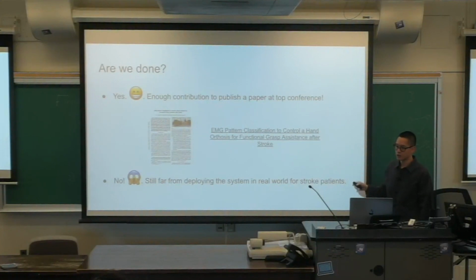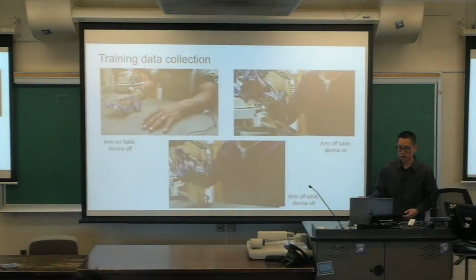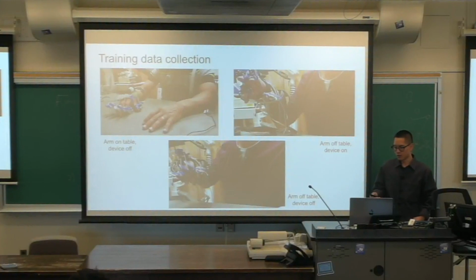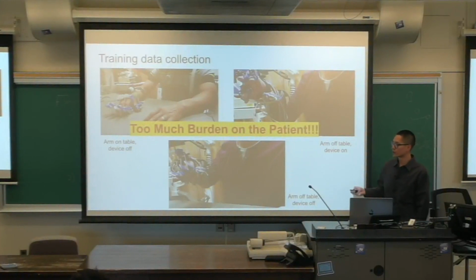But at the same time, we are still far from our end goal, right? Our end goal is to develop such a system that we can deploy in the real world for stroke patients. Clearly, we're not there yet. So what are the big problems? The big problem comes from the simple and quick fix that we had before. We are collecting data on all the possible conditions, which brings a lot of burden on the stroke subject. And stroke subjects are easily tired and easily get fatigued. So this is not what we want.